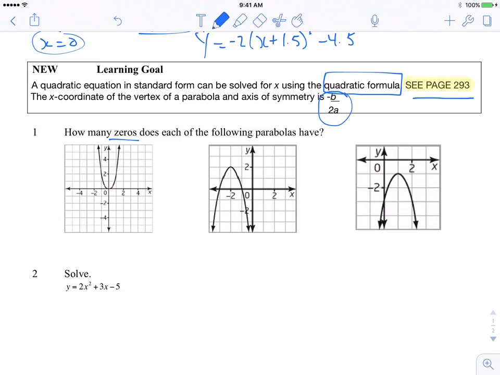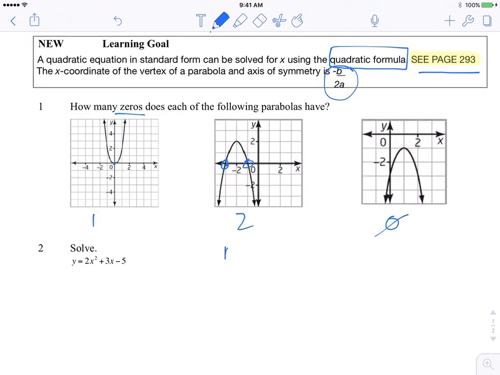In the first parabola, we notice that there's just one root right there. So we'll say 1. In this parabola, we have 2 roots, 1 and 2. There they are, 1 and 2. And in this parabola, we have no roots, or 0 roots, because it does not pass through the x-axis.